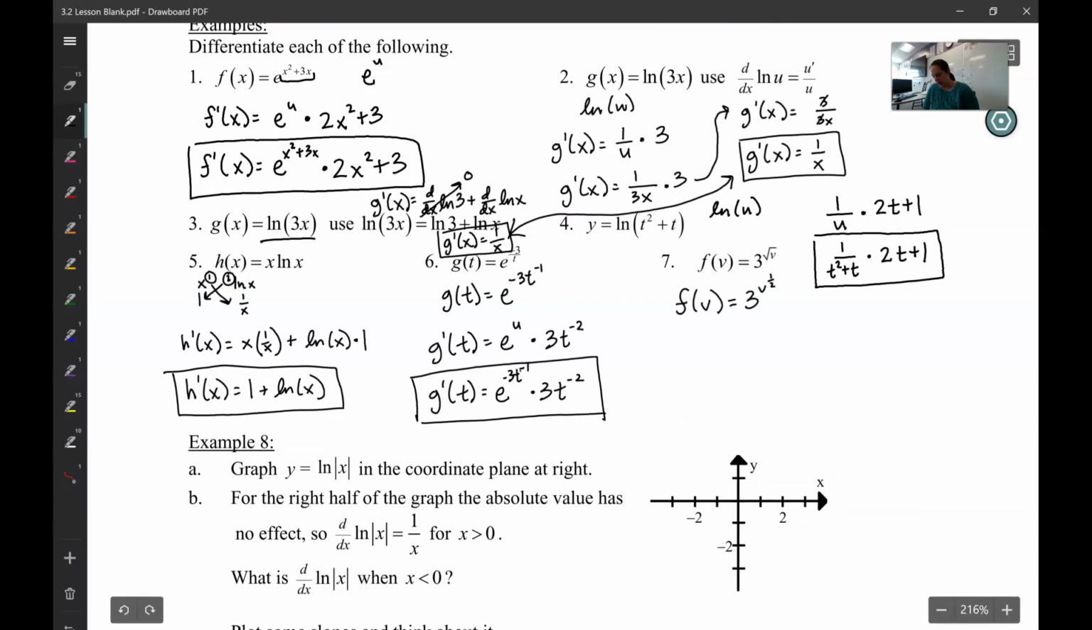So I'm going to have f prime of v is going to be 3 to the u times u prime times ln of 3, or the base. Now I'm going to substitute some things in. So 3 to the u is 3 to the v to the 1/2 times the derivative of the baby. So 1/2 v to the negative 1/2 times ln of 3.